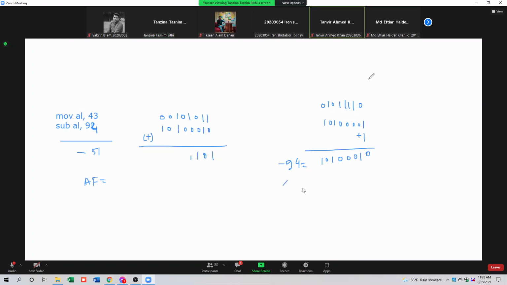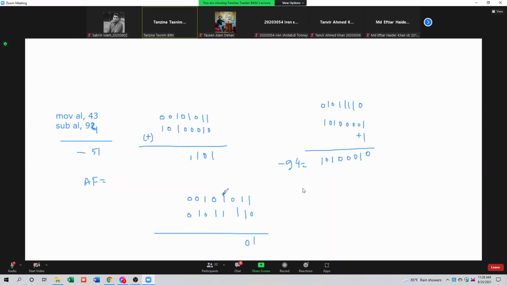So let's forget about the 2's complement. We'll just subtract 94 from 43, so use the binary subtraction method. The first number is 43, 0 0 1 0 1 0 1 1, and 94 equals 0 1 0 1 1 1 1 0. Now, how are we going to subtract the second number from the first one? 1 minus 0 equals 1.